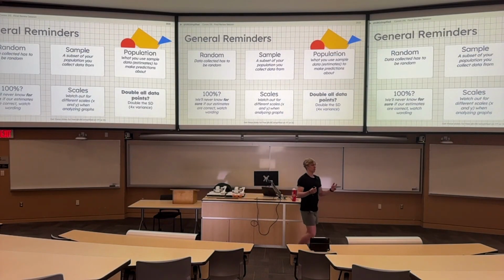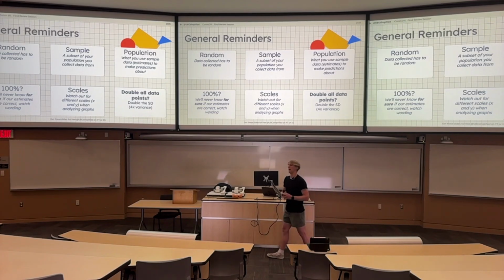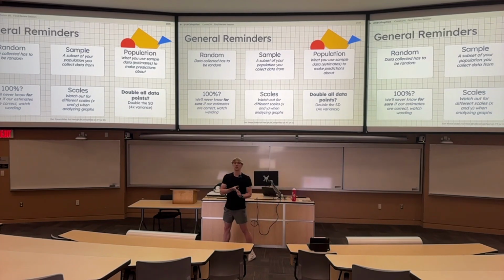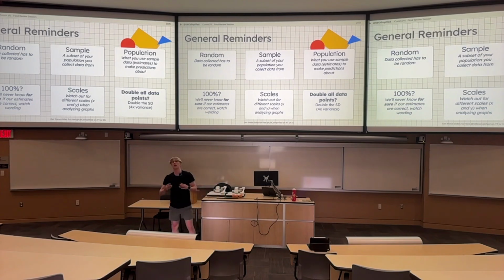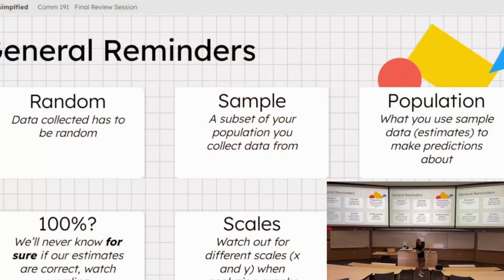Just a few quick reminders that came up within the midterm. One thing to always keep in mind is that data has to be collected randomly. That's one of the key important parts, so make sure it's from a randomly selected sample. And then the difference between a sample and a population: the sample is what you take, and it's supposed to be a representation of your population.